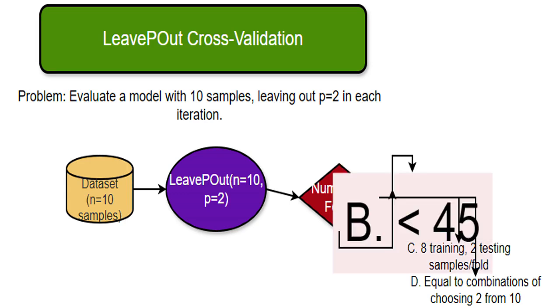This is a clever way of looking at the problem. It's saying the number of folds is the same as the number of ways to pick 2 samples out of 10, without considering the order. This is a combinatorial problem, and we can solve it with the combinations formula to confirm if this is true.